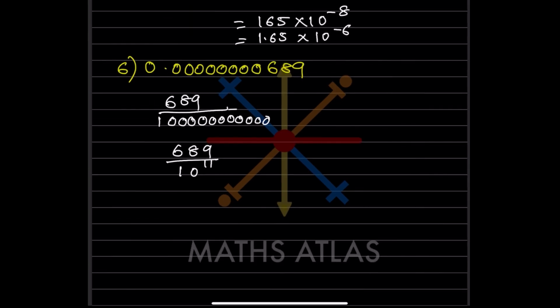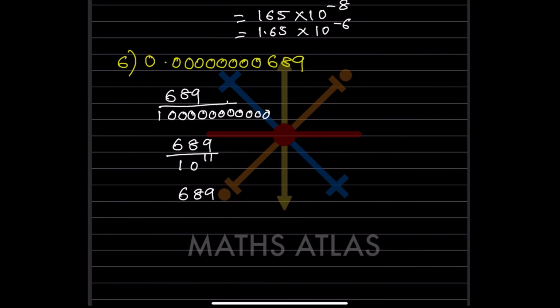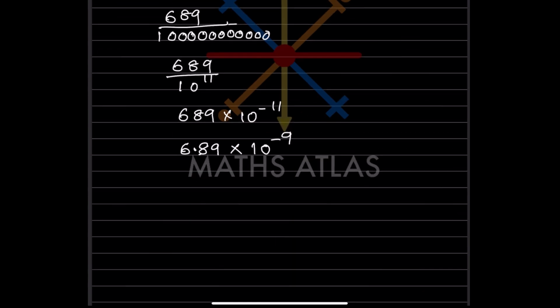So this will be 689 into 10 raised to minus 11. Now we want that to be less than 10, so 6.89 into here, because now after this one, there are two numbers. So that will be 10 raised to 2. So minus 11 plus 2, that will be 10 raised to minus 9. So this will be into 10 raised to minus 9.